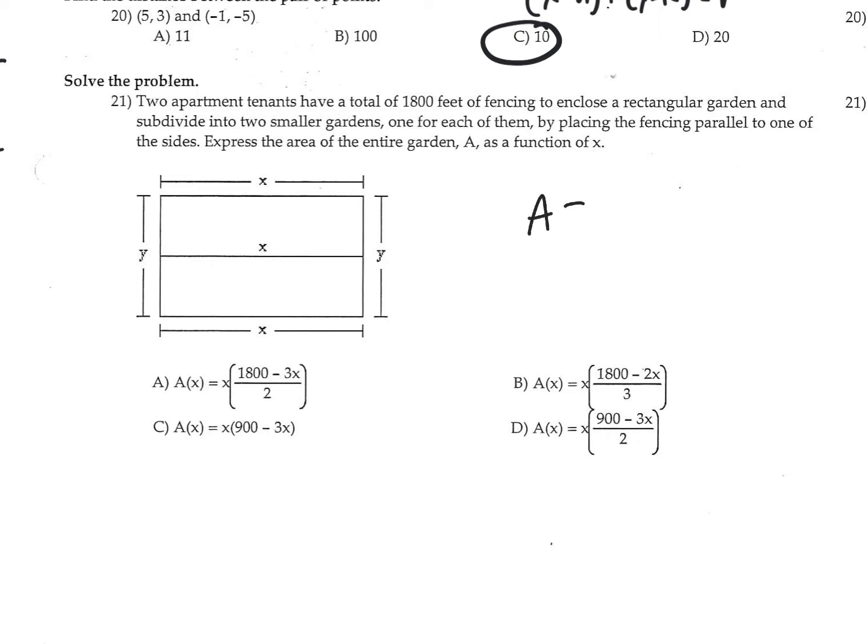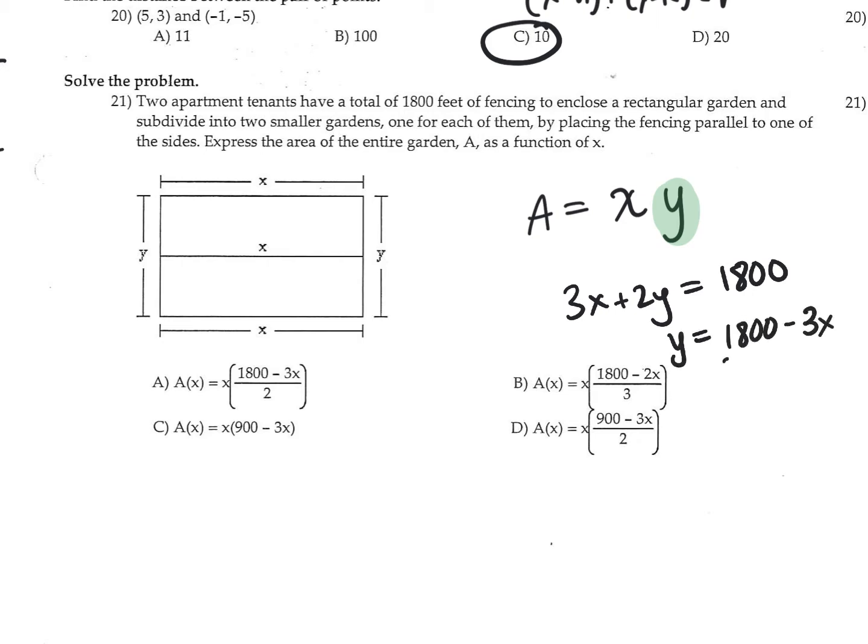Well, the entire area would be x times y, and I need to figure out what I'm going to substitute in for y. So I know that 3x plus 2y, the amount of fencing that they're using, will equal 1,800. And I'm going to solve this equation for y. This will be (1,800 minus 3x) all over 2. So our area will be this quantity here times x. So I'm just going to browse through my options here and choose option A as the one that matches our work.